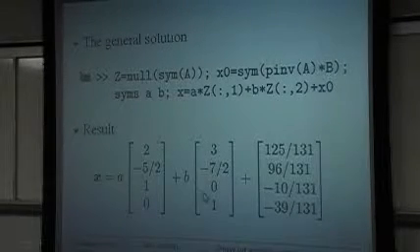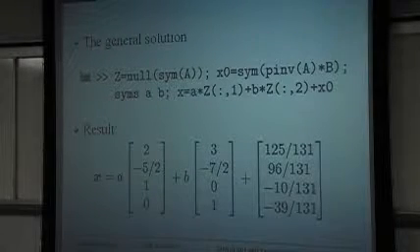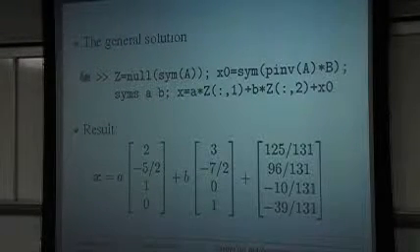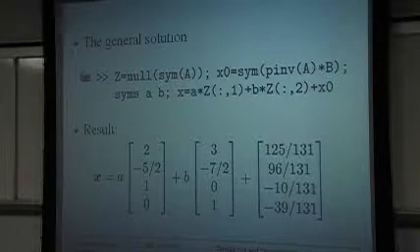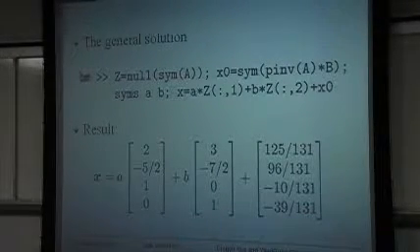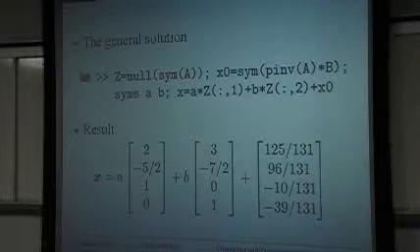So we have completed the 2 cases. One is when it has a unique solution. The other one is when it has an infinite number of solutions. And how can we get it? So the last question is when the original equation has no solutions.